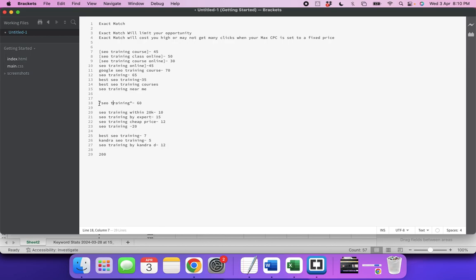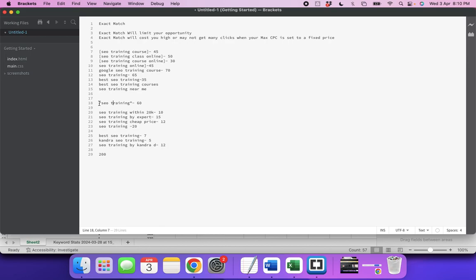Yes. Here it is being liberal, open. So your ads would still show up for various kinds of these terms. Nothing wrong with this, right? SEO training within 20k, nothing wrong. You are selling at 20k only or 25k. SEO training by expert, nothing wrong. This is also highly relevant. In fact, these kinds of keywords would work much better than these keywords, which are highly competitive. Okay.